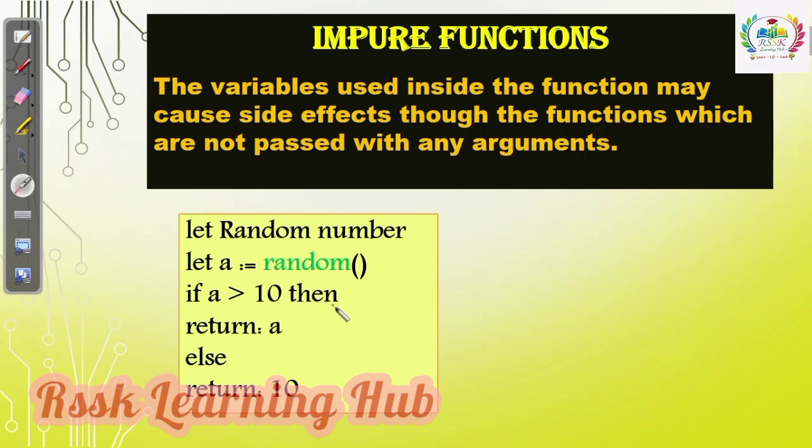For example, if you give a value of 1, what will happen? I'm giving a value of 1 first. It will return a value only if a is greater than 10. Otherwise, it will return the value 10. So, since I am giving 1, it will return 10. If I give 11 as a value, what will happen? It will return 11. Randomly, you can give any number to this.